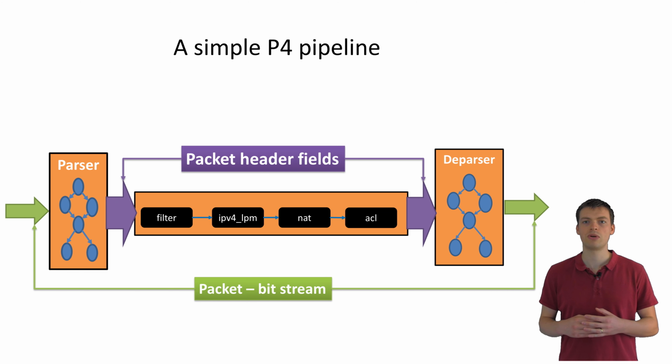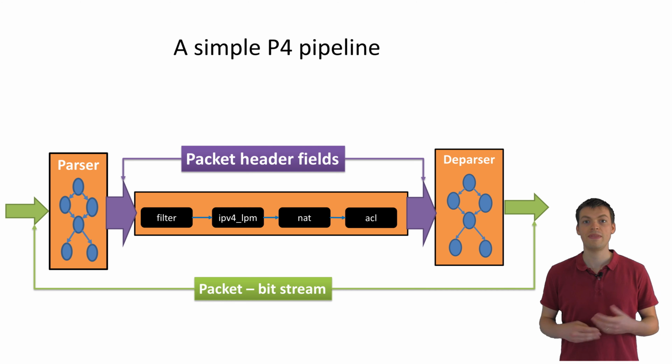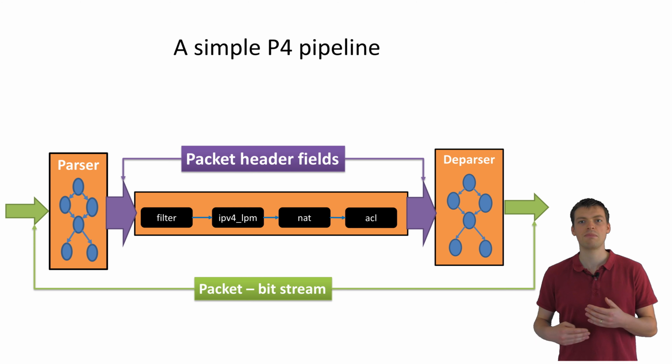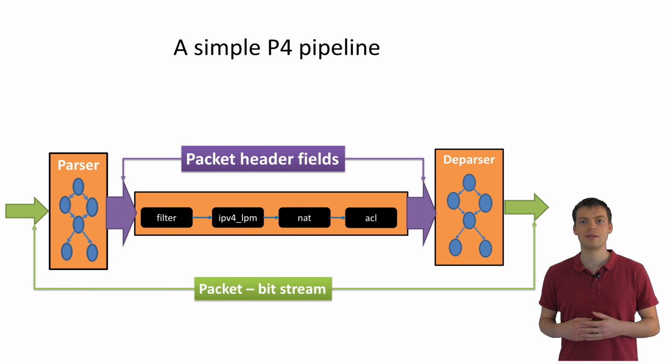Here's a simple P4 pipeline. It consists of a set of programmable blocks which are chained together. It all starts with the parser. The packet, as a bit string, enters the parser and gets converted into a discrete set of packet header fields. They are passed on to the control block, which does classification and packet mangling. The modified header fields are then passed on to the deparser, which recombines them into a packet as a bit string, which is then sent out on the wire.